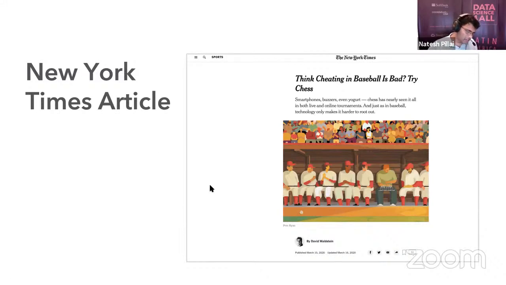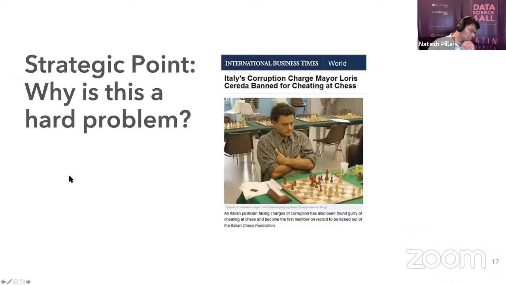Now comes the strategic point. And this is where this field gets really interesting, where it's about making decisions by working together with machines. And don't ever think that machines can really solve problems for us, right? It's interesting to find a middle ground between what machines give you and knowing when to trust them, et cetera. So the strategic point is: why is this a hard problem?